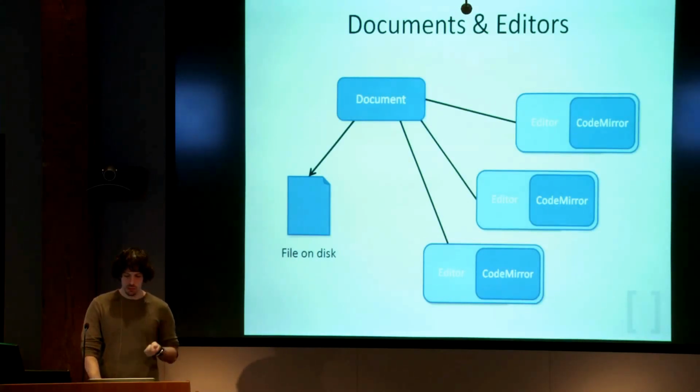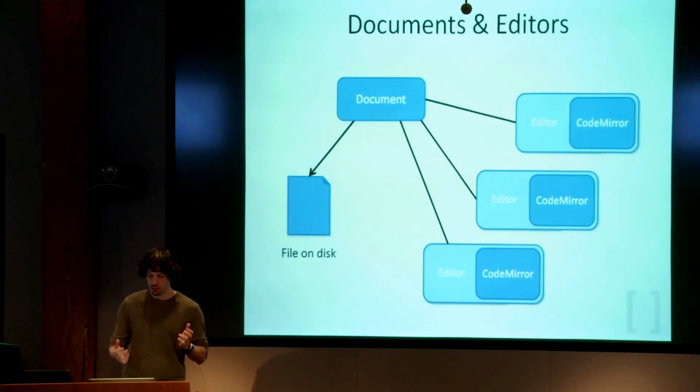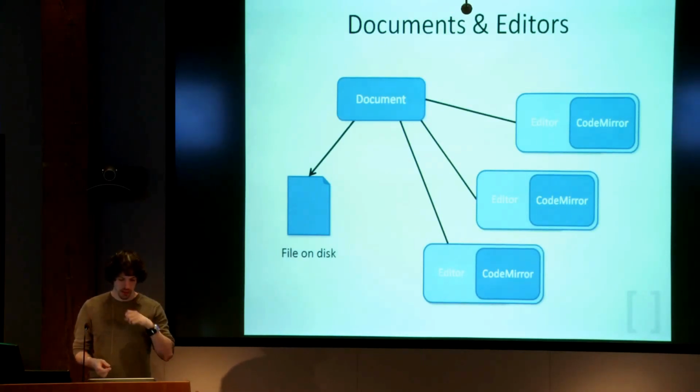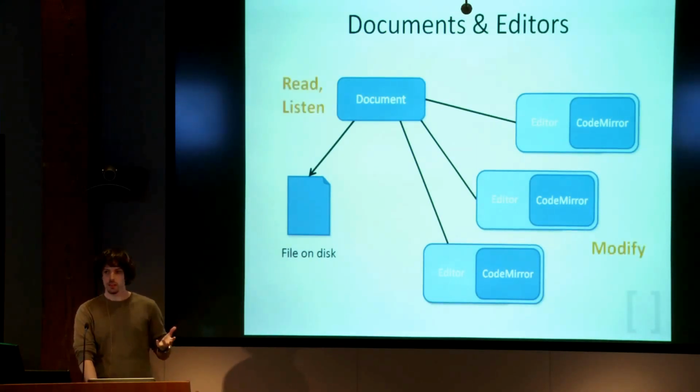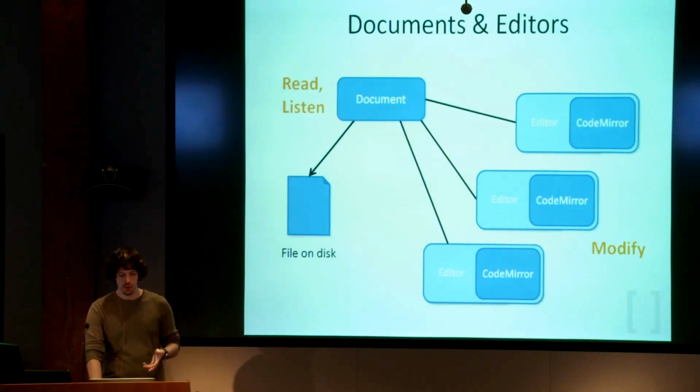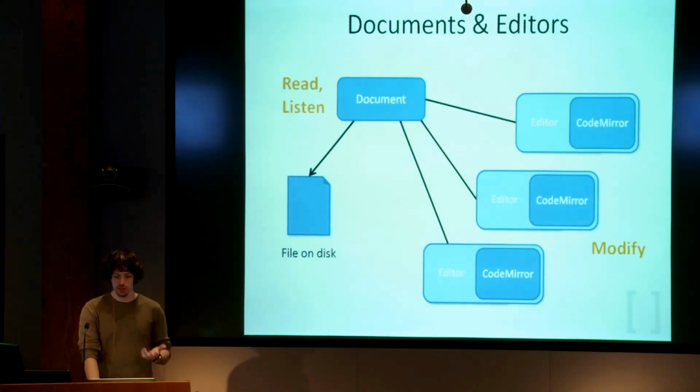Now, I also mentioned earlier that CodeMirror doesn't provide itself a separation of the model from the UI, and one of the consequences of that is that document and editor are not cleanly separated in terms of model and view either. And one of the consequences of that is that document right now is essentially a read-only view of the text. If you want to get the text of a file and just look at it, you can use a document. If you want to listen for changes to the text, you can use a document.